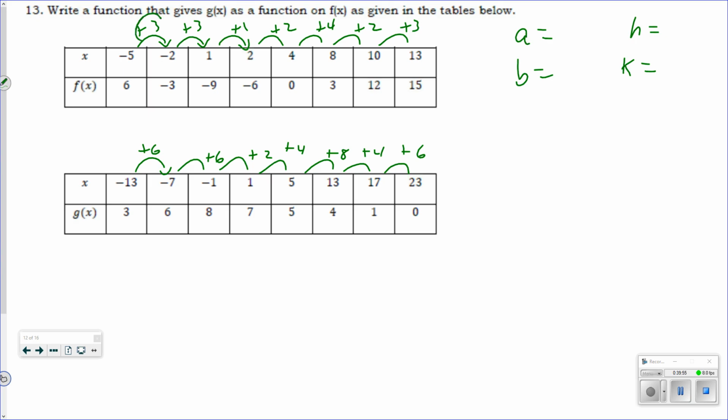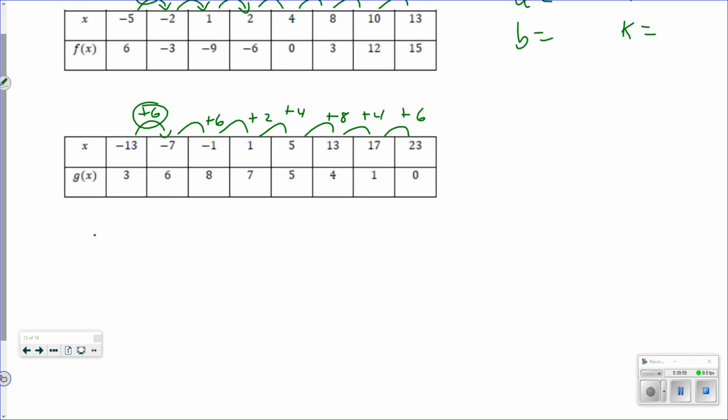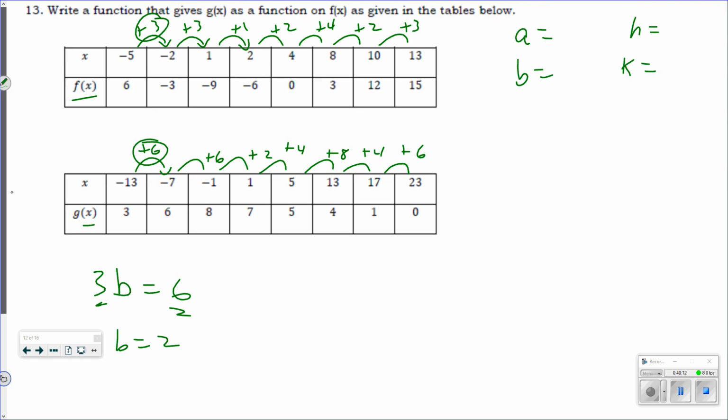So I had 3, and then somehow I got to 6. So you can kind of think of it as I had a distance of 3. I stretched it by some b value to get 6. I start with f of x, you go to g of x. You started at 3, I got to 6, so b is 2. I can put that in.